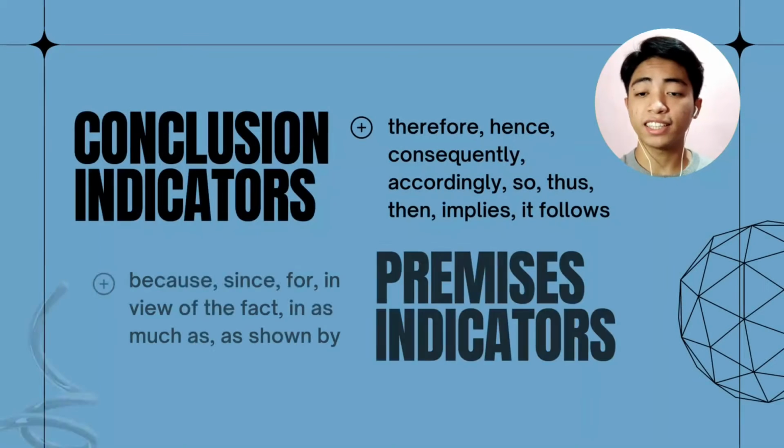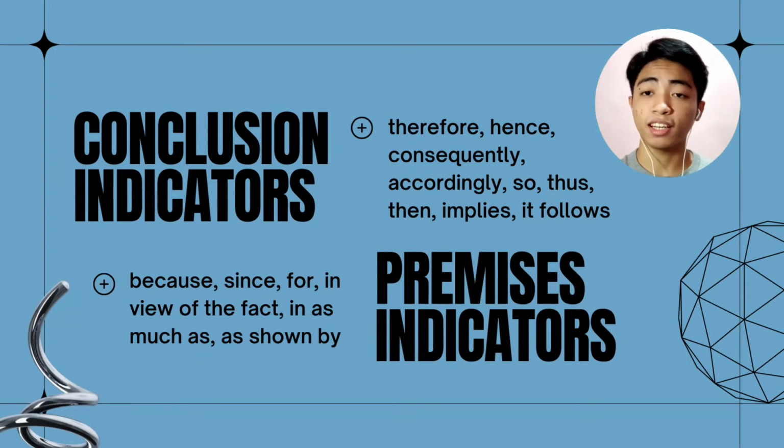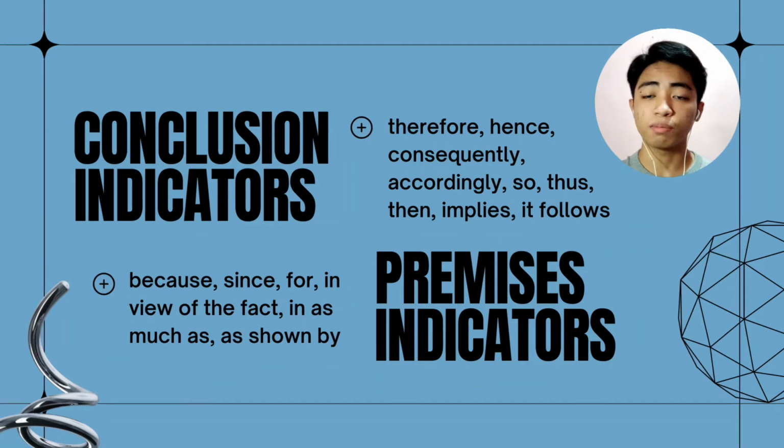Para mas madali nating malaman kung alin ang premises at alin ang conclusion, maaari tayong gumamit ng mga indicators. Para sa conclusion, maaari nating gamitin ang mga salitang therefore, hence, consequently, accordingly, so, thus, then, implies, it follows. At para naman sa premises, maaari nating gamitin ang mga salitang because, since, for, in view of the fact, inasmuch as, at as shown by.